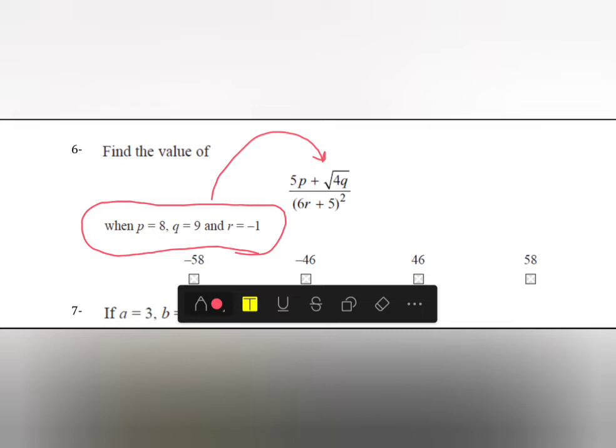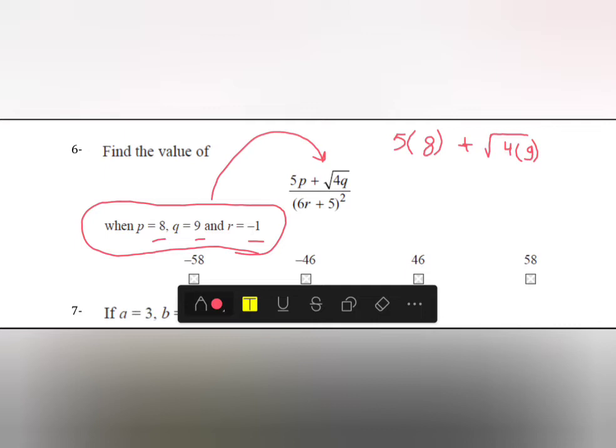First, we take a look at the variables here and their values, and we're going to put them in the expression. So p equals 8. So we're going to write 5 multiplied by 8. And as we said, if you find a number attached to a variable, it means it's multiplied by it. Now, 5 bracket 8 plus, good, square root of 4 multiplied by what? By q. And q is 9.